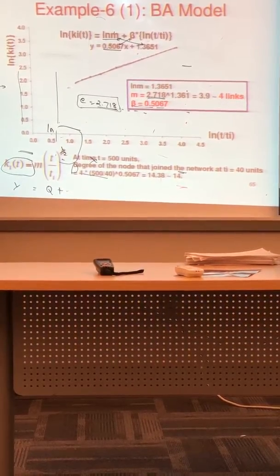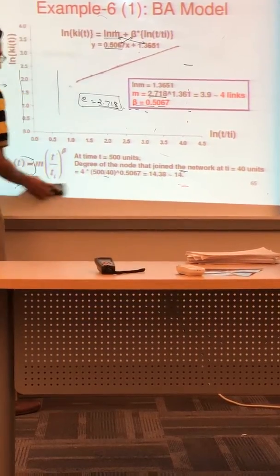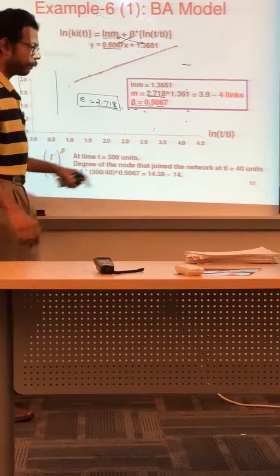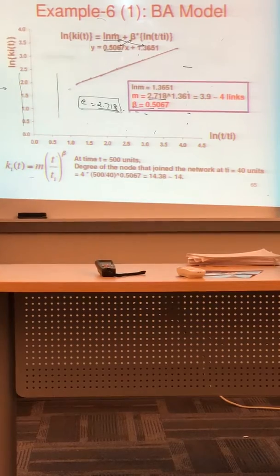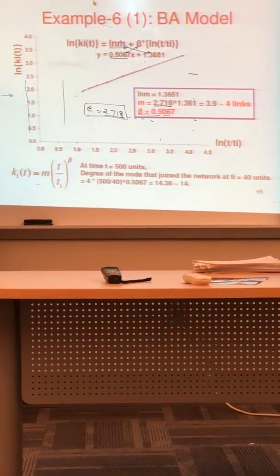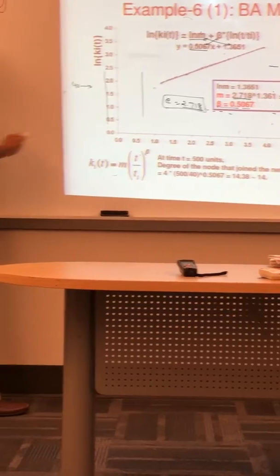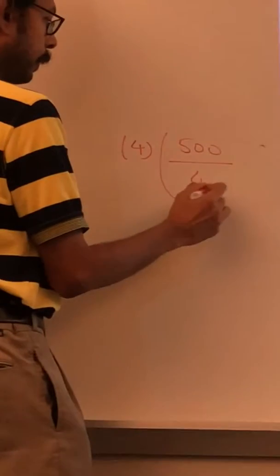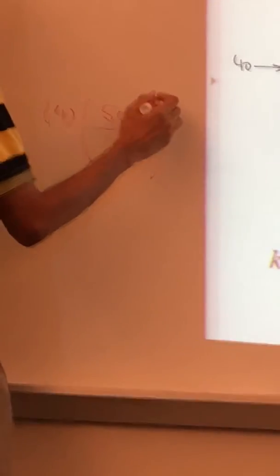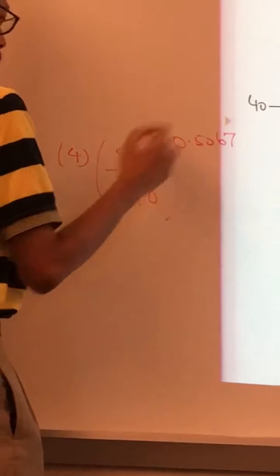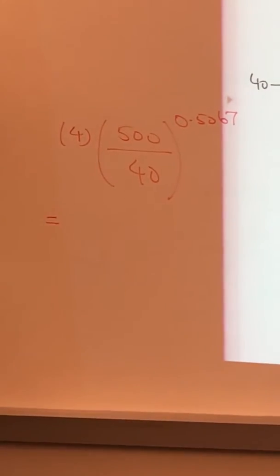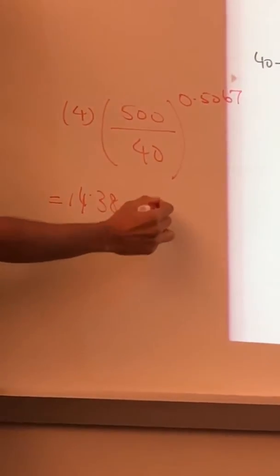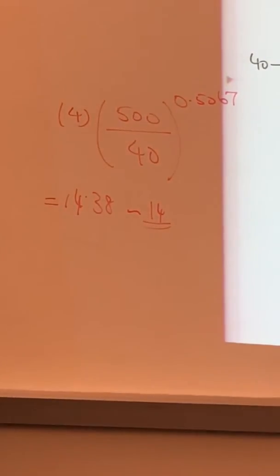Find the last part. What you are required to find is, at time 500 units, what's the degree of the node that joins the network at time 40 units? So you substitute all the parameter values. m is 4 times 500. The joining time of the node is 40 raised to 0.5067. That will come out to be 14.38. And this is again degree, so you can approximate to the closest integer, which is 14.